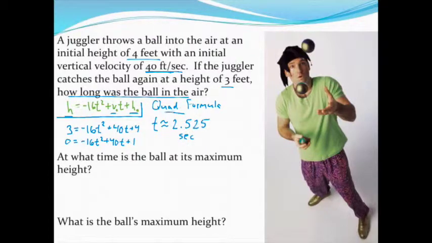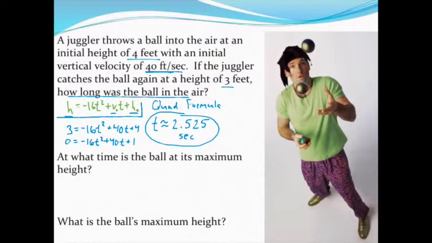Now there were 2 answers I got. The other answer though happened to be negative, which would not make sense in this question, so I ignored that negative time. Now the next question they asked me is, what time is the ball at its maximum height? Well, it's not necessarily half of 2.5, the time the ball's in the air for, because I didn't throw it from the same height that I caught it at.